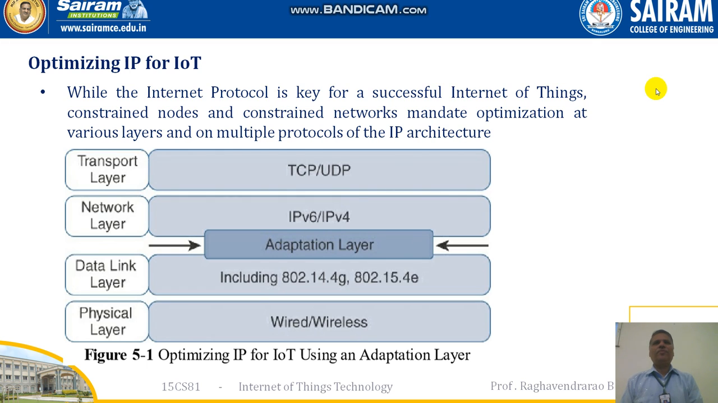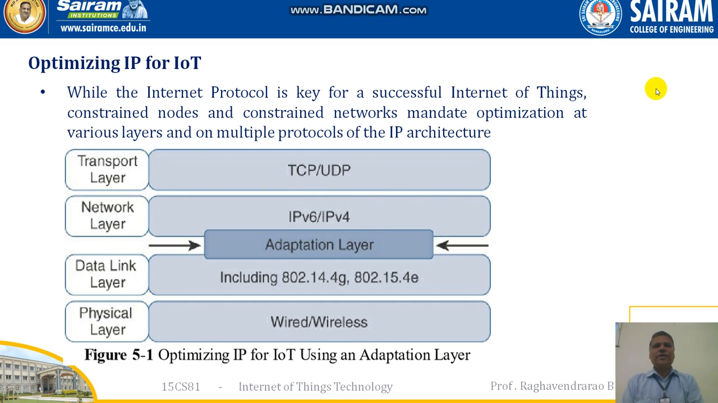Let me start with optimizing IP for IoT. Here we will see that IP, the Internet Protocol, is the key for a successful Internet of Things. There are different types of networks: constrained nodes and constrained networks, and optimization at various layers and on multiple protocols of the IP architecture. Here we will see one of the architectures, the adaptation layer for IP and IoT.